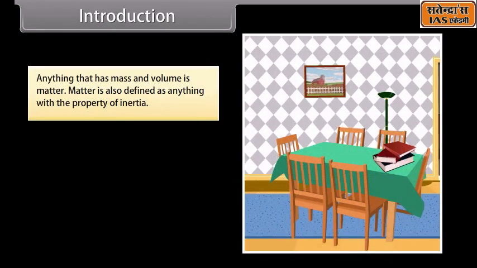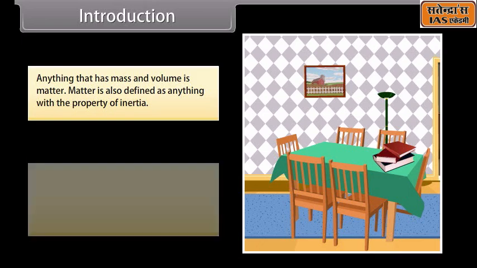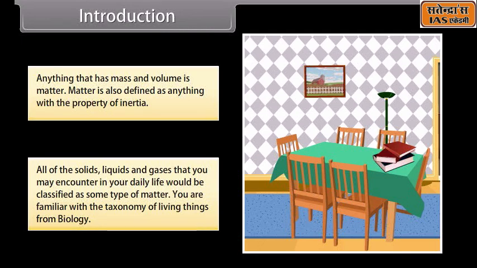Anything that has mass and volume is matter. Matter is also defined as anything with the property of inertia. All of the solids, liquids, and gases that you may encounter in your daily life would be classified as some type of matter. You are familiar with the taxonomy of living things from biology.